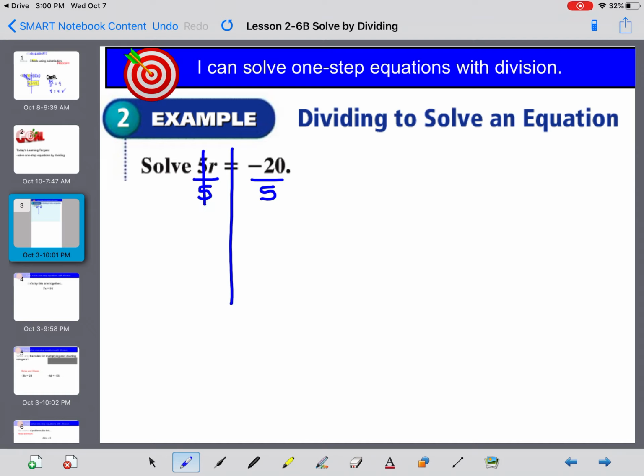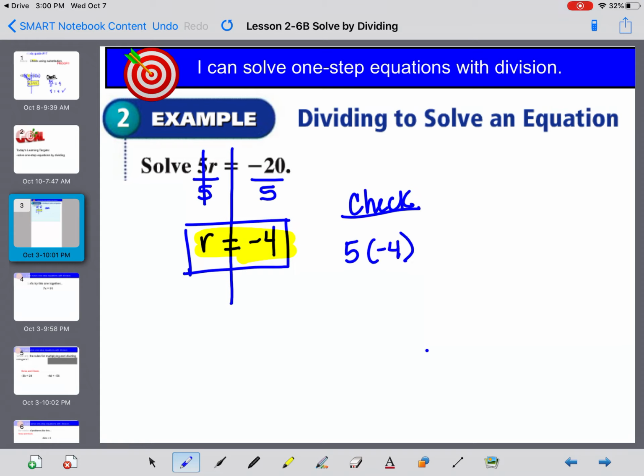Now, what is 5 divided by 5? Well, that equals 1. So you're left with 1 times r, or just r. Then on the right-hand side, negative 20 divided by 5 is negative 4. And so, before I'm ready to declare this my answer, I'm going to do the same thing I did with adding, subtracting, and multiplying, and that is to check my answer.